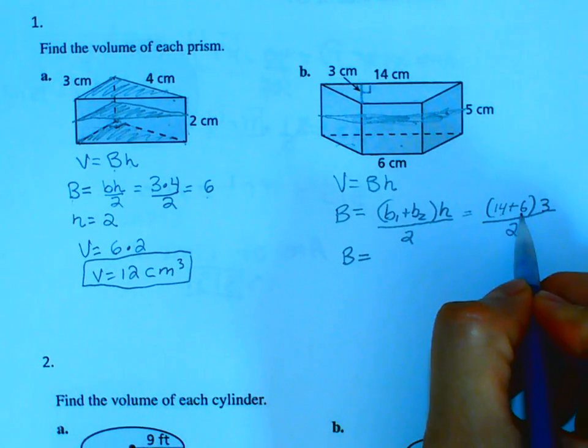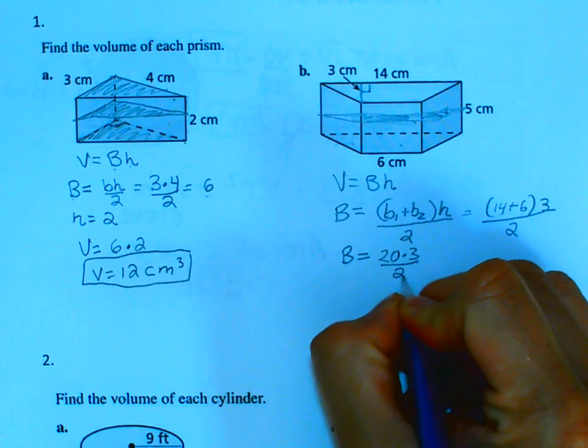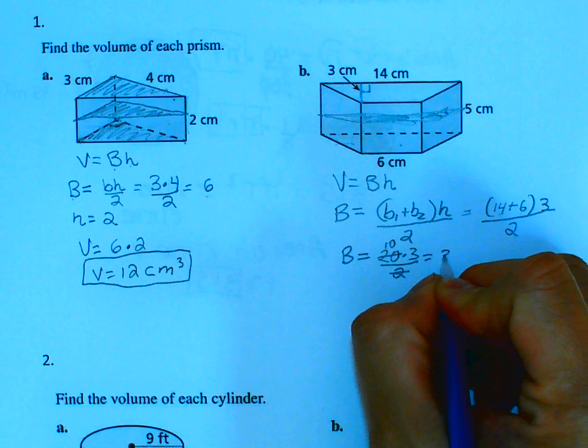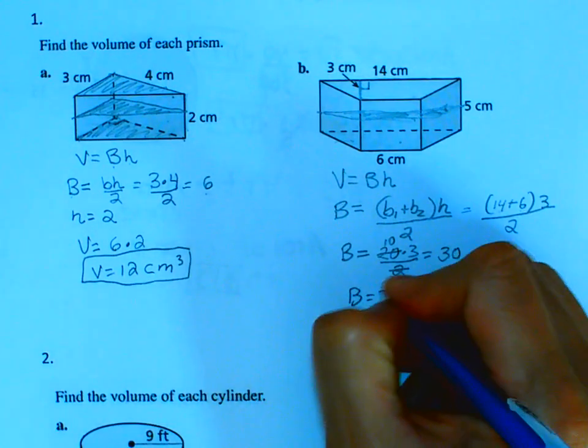14 plus 6, that gives you 20. 20 times 3 divided by 2, that reduces to give me a 10, and that gives me a result of 30. So the base is 30.